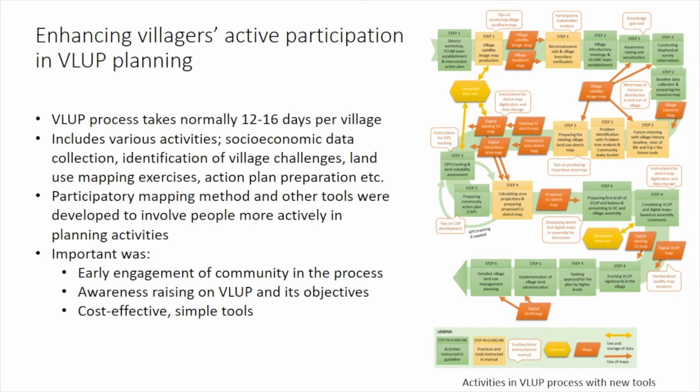Overall, our aim for the method improvement was to involve community representatives more actively in the planning activities. Important was also early engagement of the community representatives in the process, awareness raising on the village land use planning and its objectives in the community, and also that the tools are cost effective and simple.